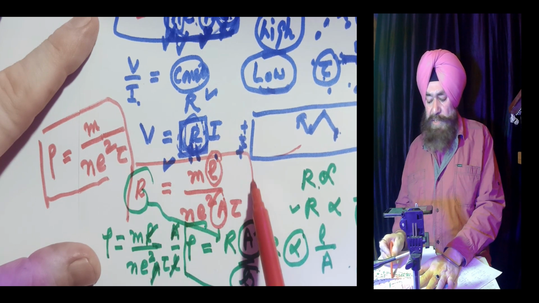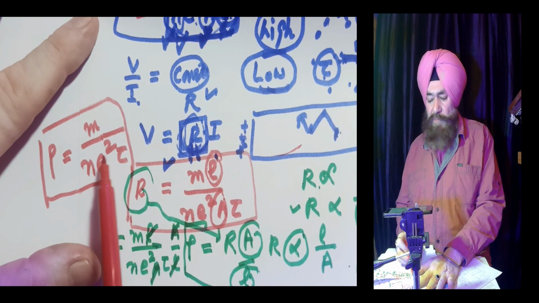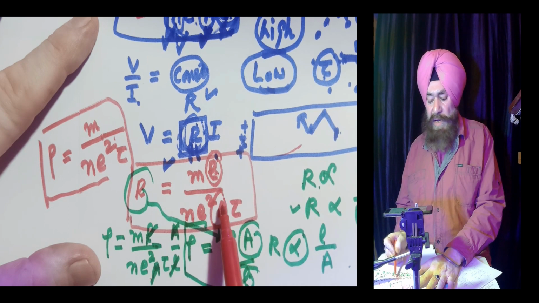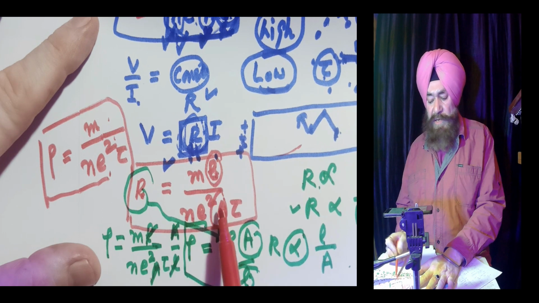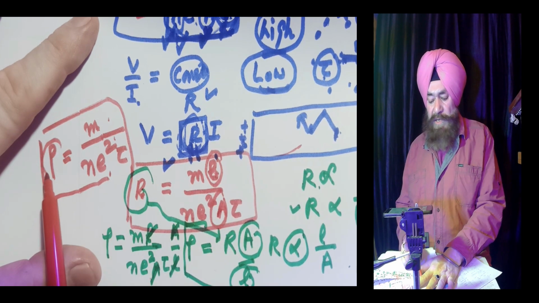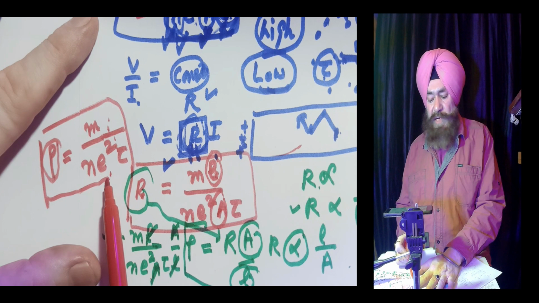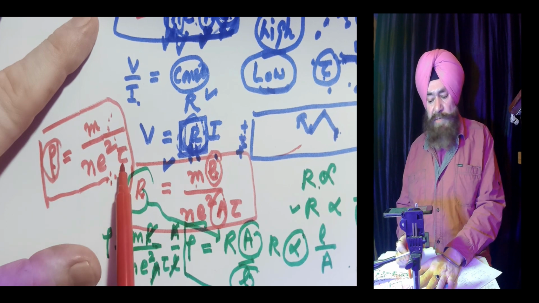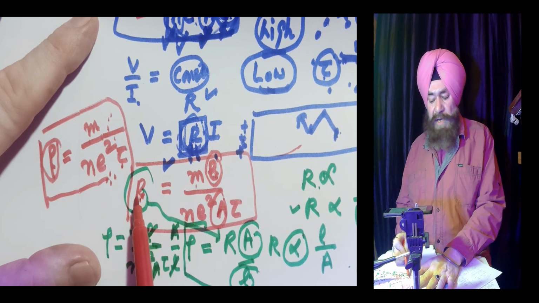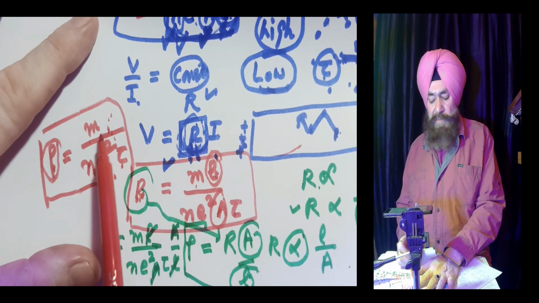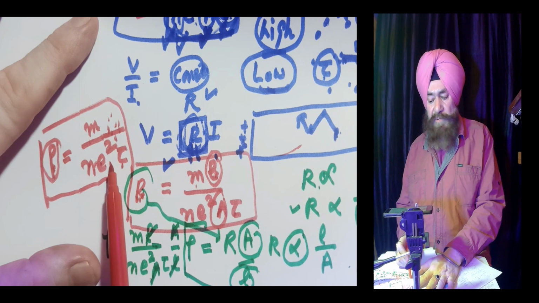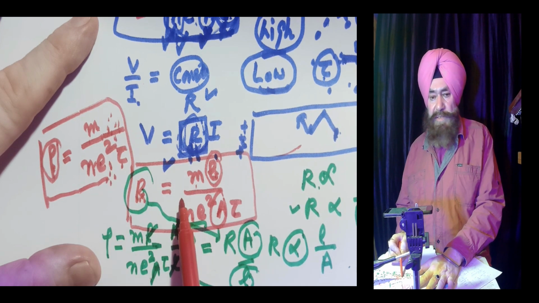This was the resistance. And what is the difference? Here there is L and A. Here there is no L and A. Resistance depends upon the geometry, but resistivity is independent of the geometry. There is no L, there is no A. The rest of the parameters are the same. Resistivity also depends upon the temperature, as R depends upon the temperature. But resistivity is independent of the length and area of cross section, but R depends.